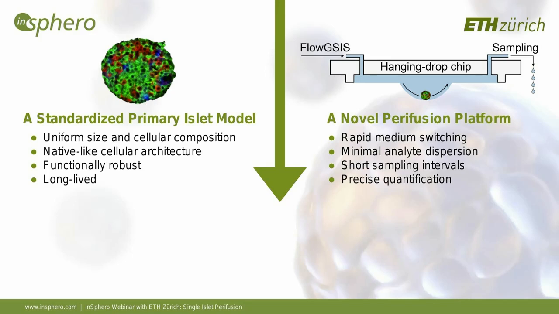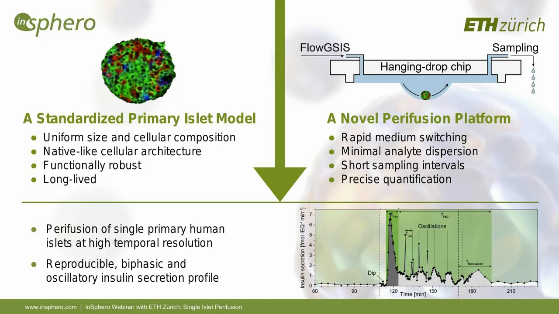By combining these two models, we were able to have a platform that allows perfusion of single primary human islets at high temporal resolution. And we were able to see a reproducible biphasic and oscillatory insulin secretion profile among different islets and among different donors. And again, to mention, this type of temporal resolution, we believe, is only feasible when one perfuses single islets, because in islet pools, one would have uncoordinated functioning, therefore blunting of these responses.